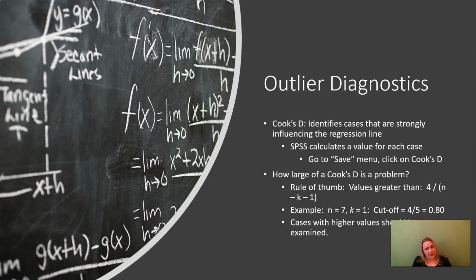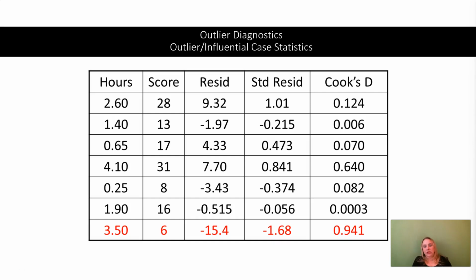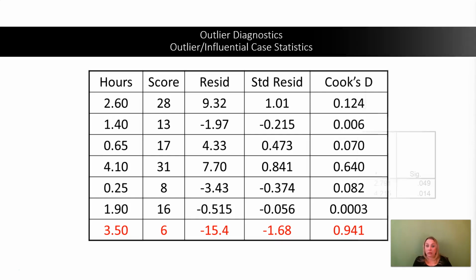Another diagnostic that we've mentioned already is Cook's D, or Cook's distance. It measures the distance between the observations that you have and the predicted values, so that you can identify the points that are strongly influencing the estimates of your regression model. So if we were to have saved the residual, standardized residual, and Cook's D to our data, these would be the values that we would see in the data view portion of SPSS.